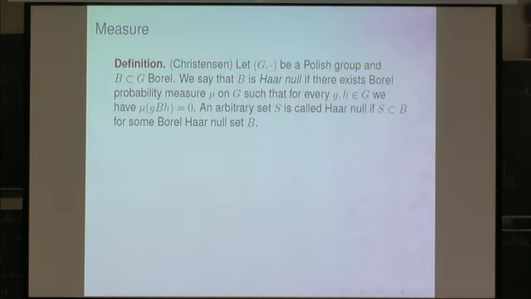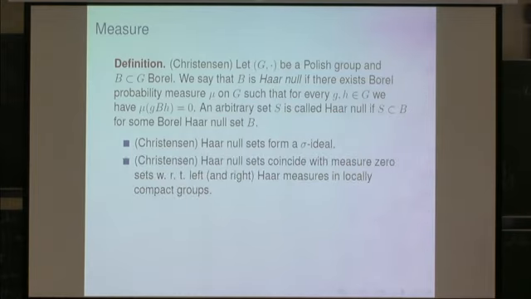What is not clear is that this is a sigma ideal, because there could be different witness measures. But Christensen proved that this is a sigma ideal using convolution. And also, he proved that this is a generalization: in locally compact groups, a set is Haar null if and only if its measure is zero with respect to a Haar measure.